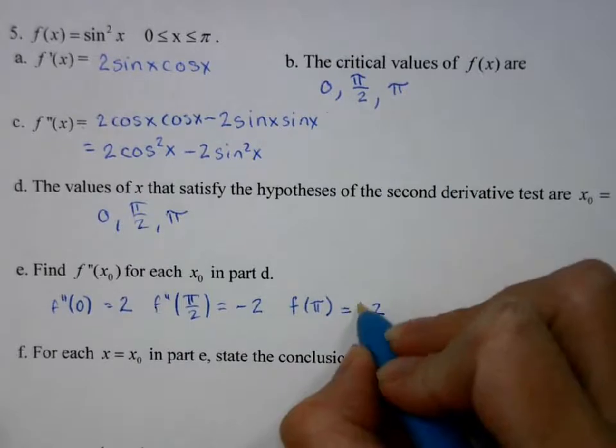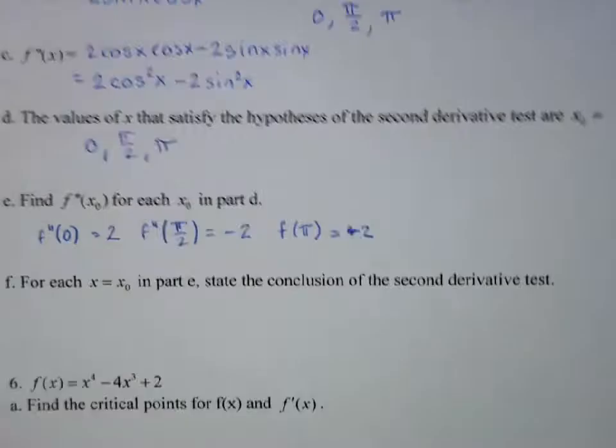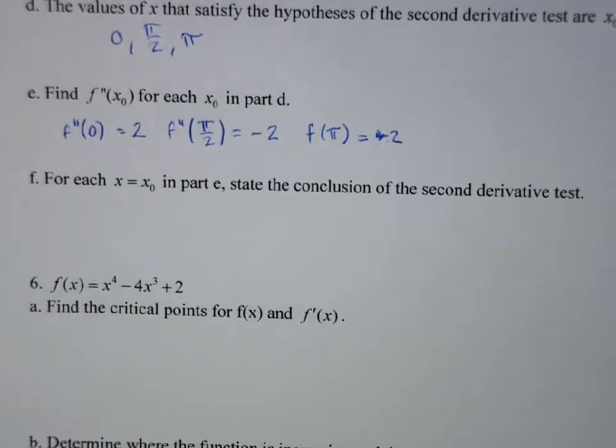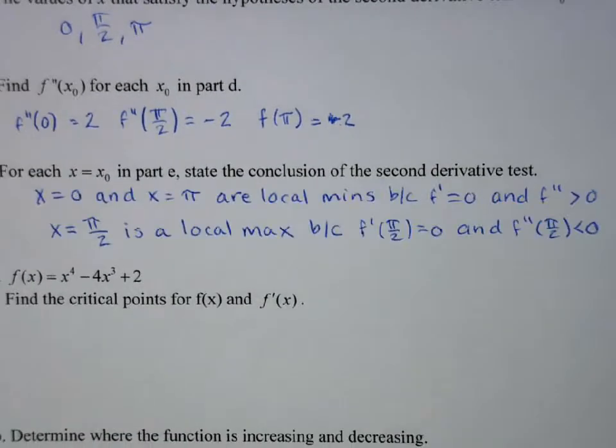So now, from this information, we can make our determination. The conclusion: x equals 0 and x equals pi are local mins because the first derivative is 0 and the second derivative is positive. X equals pi over 2 is a local maximum because the first derivative is 0 and the second derivative is negative.